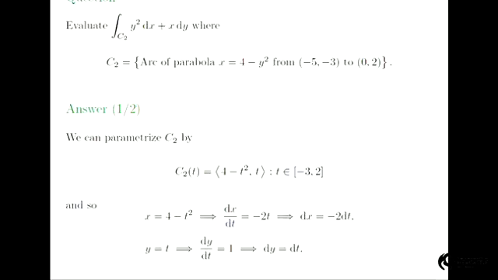Okay, so now let's look back at our original integral. I need to evaluate y squared at what our new y is, which is t, so we get t squared. Our dx becomes this, minus 2t dt, plus x, which is 4 minus t squared, times dy, which is dt. And what are our bounds? Well, t goes from minus 3 to 2.